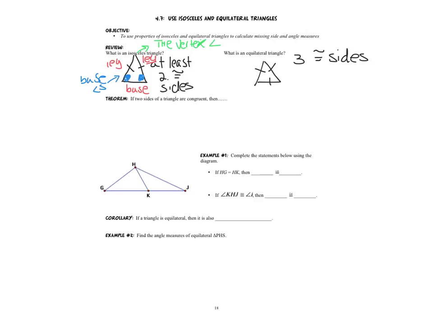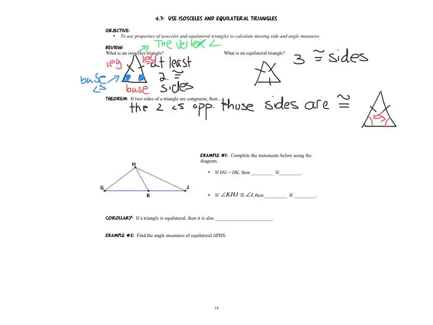So that brings us to our first theorem here. It says if two sides of a triangle are congruent, then the two angles opposite of those sides are also congruent. So what does that mean for us? Well, it means that if we have an isosceles triangle and it has those sides that are congruent, automatically we would know that those angles across from those sides are also congruent. So in an isosceles triangle, the base angles are always going to be congruent to one another.